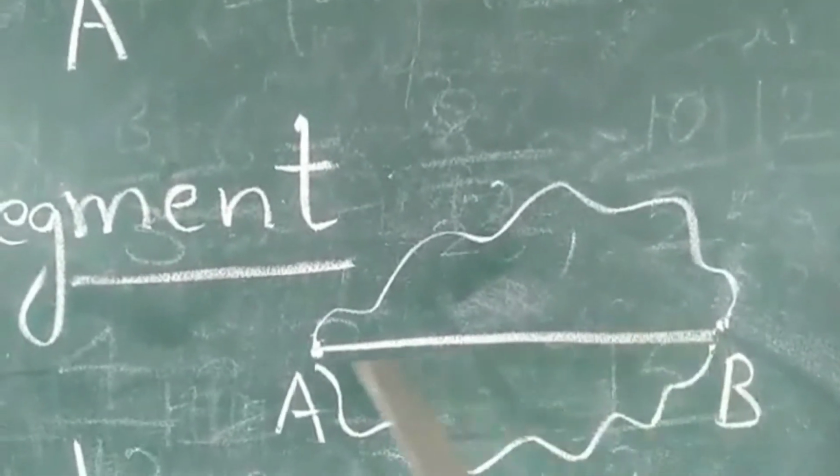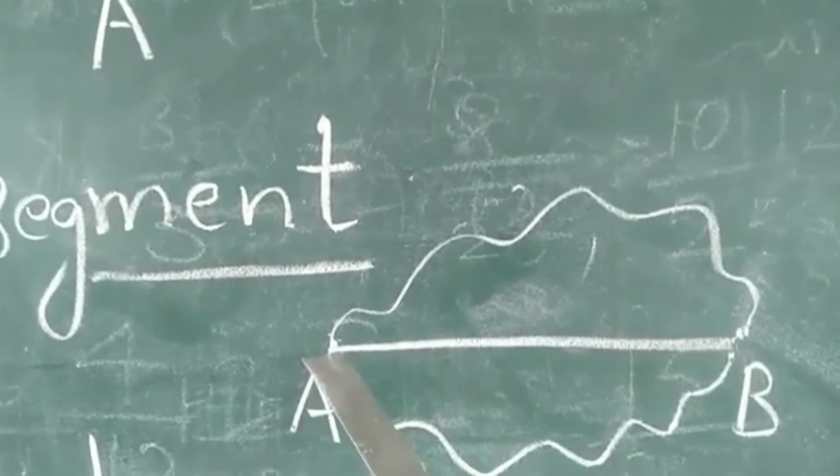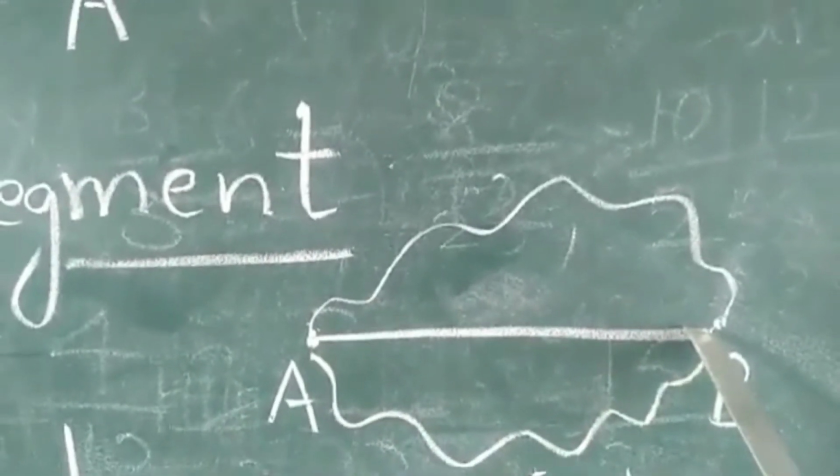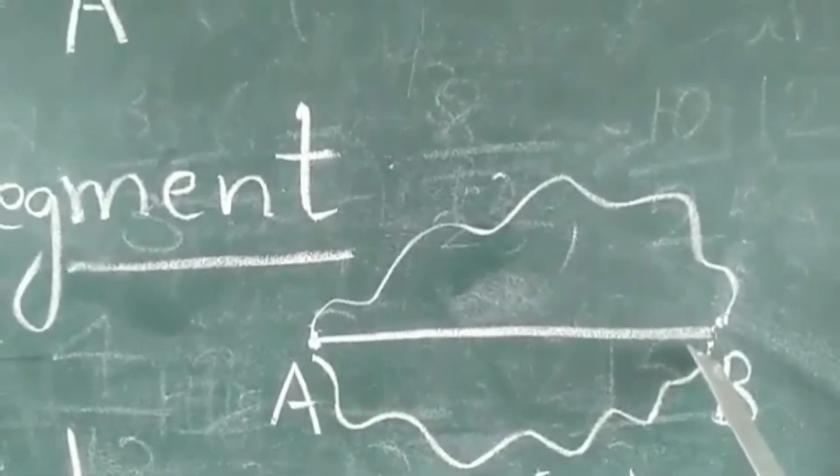How many endpoints here for this line segment AB? Here one endpoint, here one endpoint. So line segment has 2 endpoints.